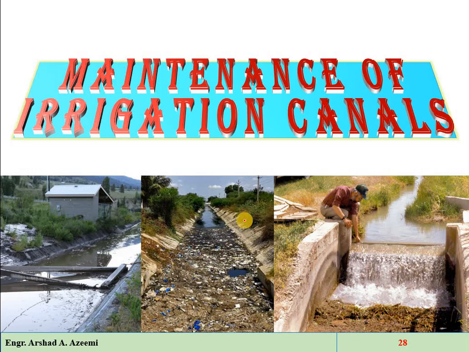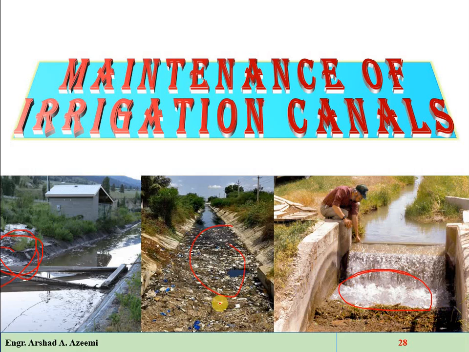Irrigation canals function well so long as they are kept clean and are not leaking. If there is no leakage, the canal is clean, no damage occurs to the banks of the canal, and the sediment deposited in the canal is properly removed, then we can say that the efficiency and condition of the system are maintained.